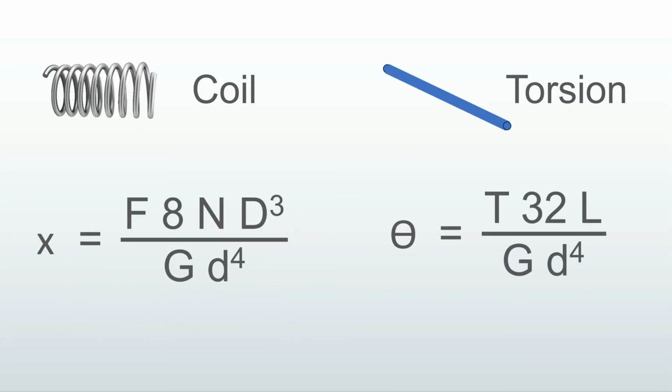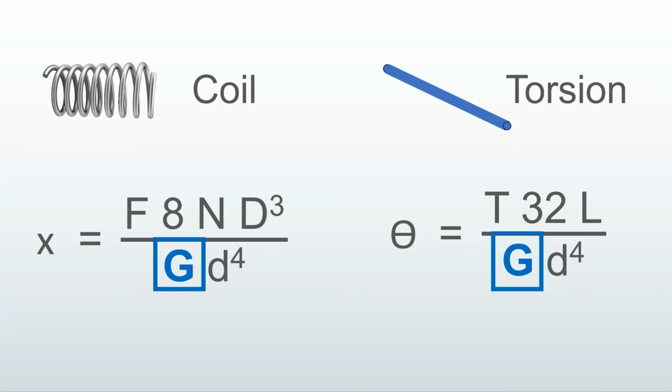Now let's compare the two equations. The result of these equations is a quantity of physical displacement. One is a linear displacement, the other is an angular rotation. Both have a force input. One is a torque, and one is a linear force. These variables simply describe the length of the wire. On the coil spring, the number of coils and the diameter of the coils are simply a mathematical way to determine the length of the wire.